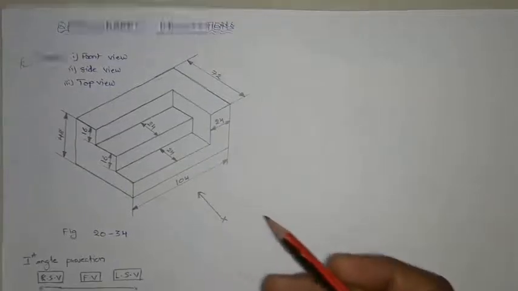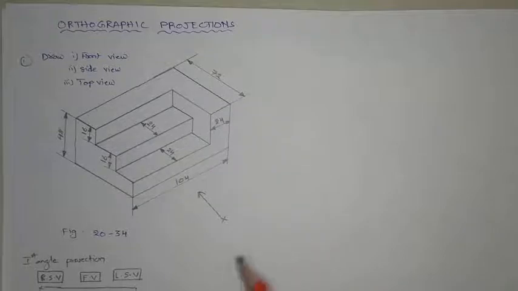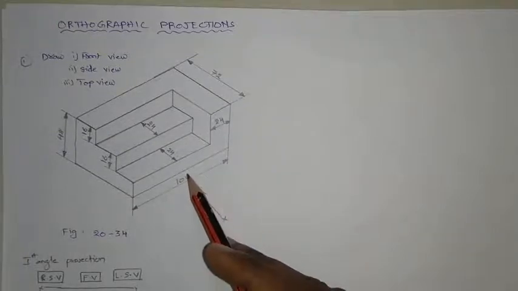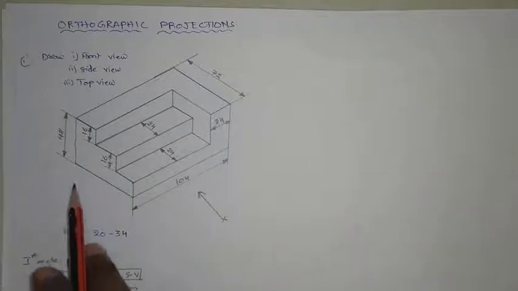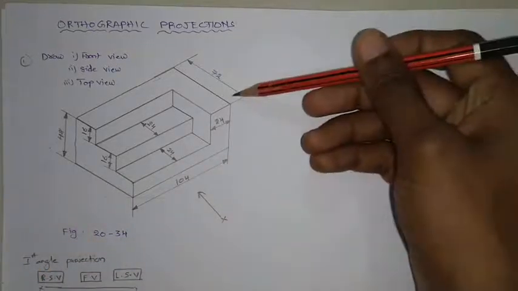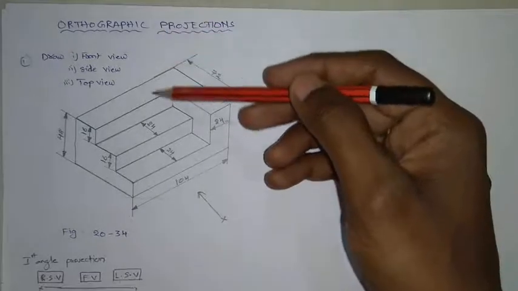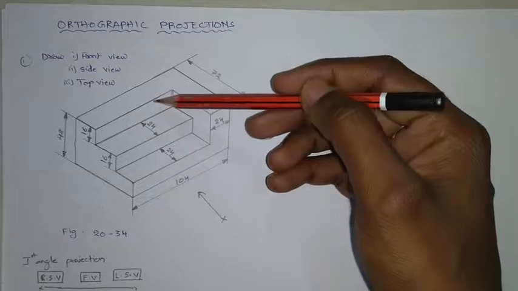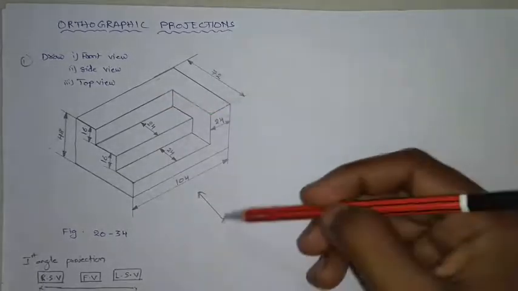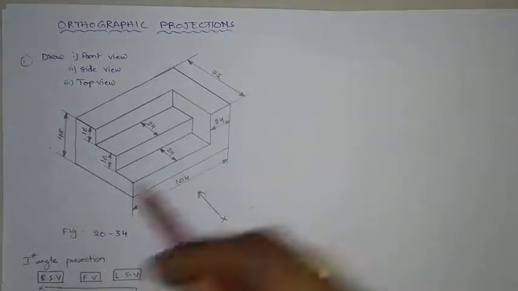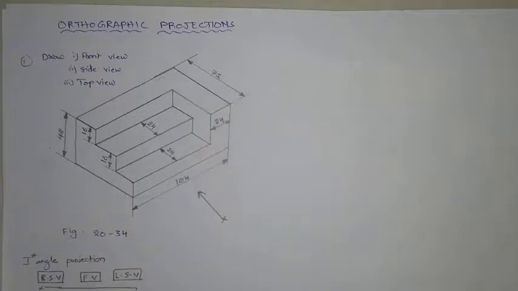For this particular solid block, this x direction represents the front view, and if you see from this side, the view you are going to get is the left side view, and if you see from this side, the view you are going to get is the right side view, and if you see from the top, that is called the top view. Okay, so front view, left side view, right side view and top view.